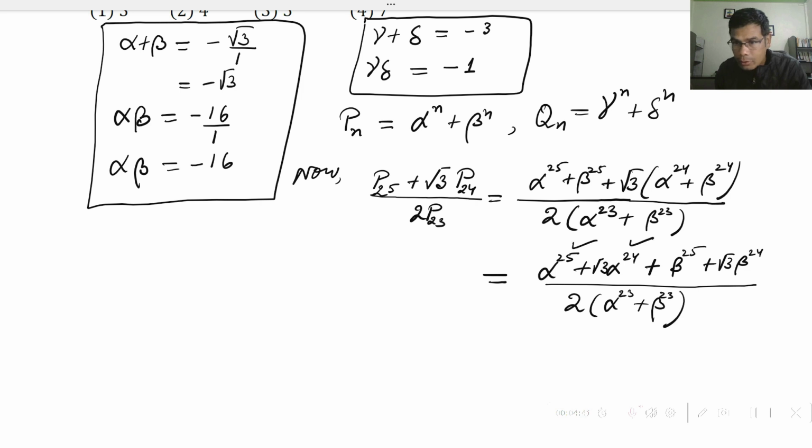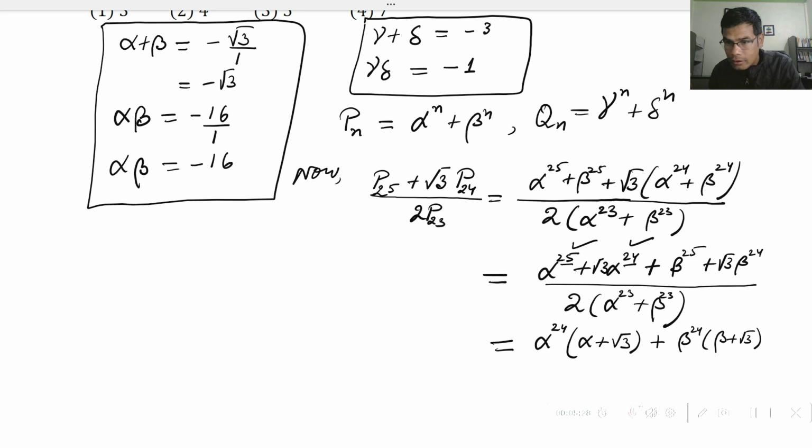So between these first two, we can take common alpha to the power 24. What is left from the first term, alpha to the power 1, that is alpha plus root 3, and similarly beta to the power 24 common, then beta plus root 3 inside the bracket. So the whole thing divided by 2, then alpha to the power 23 plus beta to the power 23.